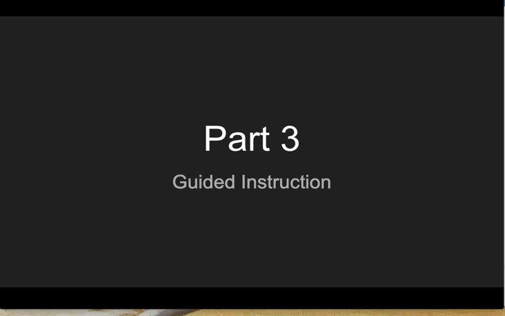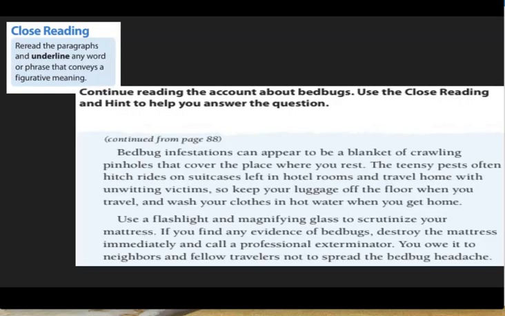All right, part 3, guided instruction. This is a little bit more of teacher letting go and seeing what you guys can do on your own. This is a continuation of that passage that we just read. Looking up in the top left here, we've got a close reading, which is helpful. So we're going to reread the paragraphs and underline any word or phrase that contains a figurative meaning. So here we go.